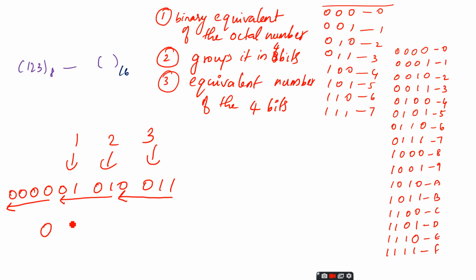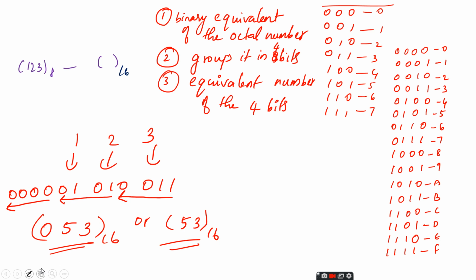0, 1, 0, 1, that is 5. Then 0, 0, 1, 1, that is 3. So this is the answer. Either we can write 53 base 16 or we can write 053 base 16.